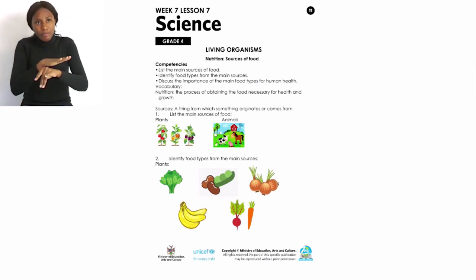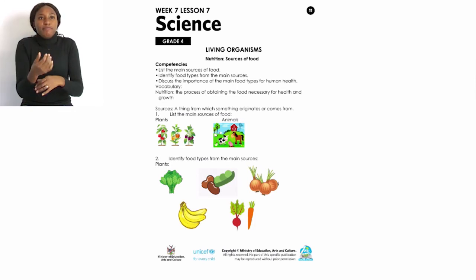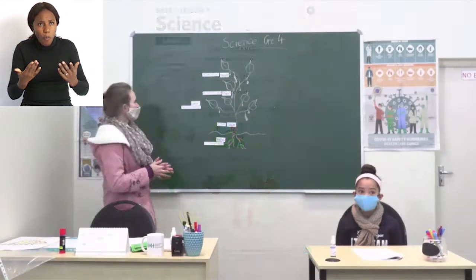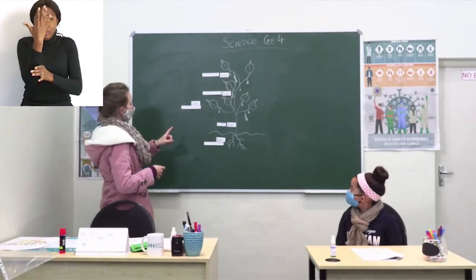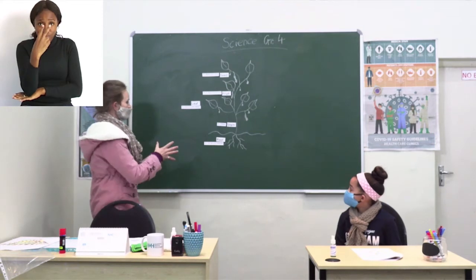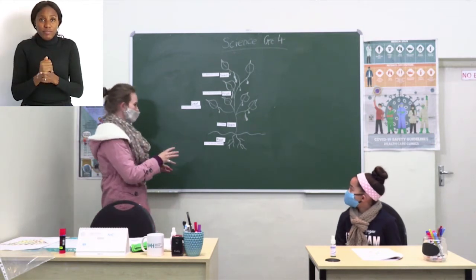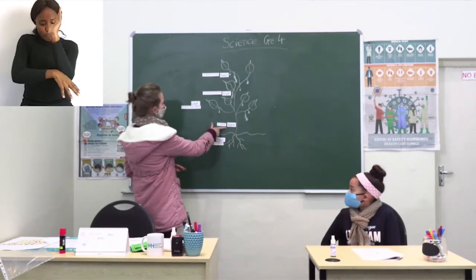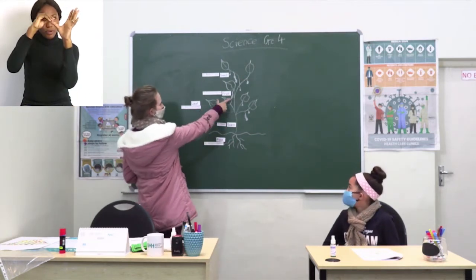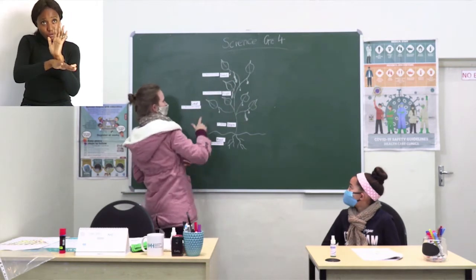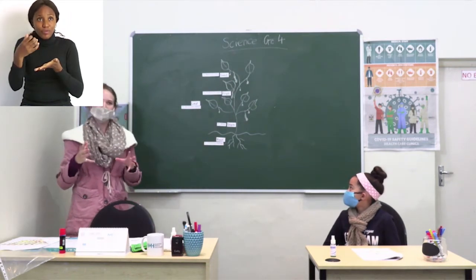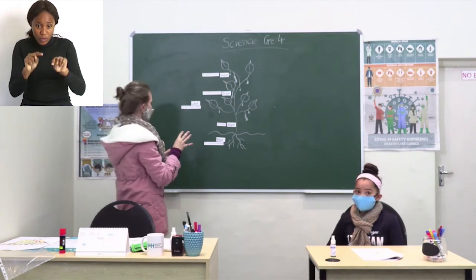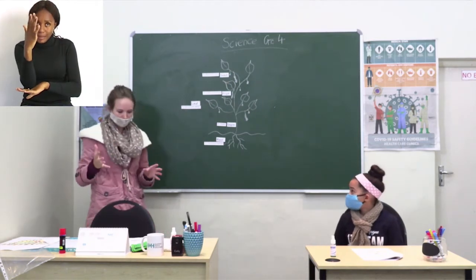So the first thing that we will do is we will identify some food types from these two main sources. Okay, so you can take a look on the board. We are going to start with plants. Okay, so this is the basic structure of a plant. All plants have roots, they have stems, they have leaves, they have fruits, and they have seeds. Okay, so from these different parts of the structure of a plant, we get different types of food.